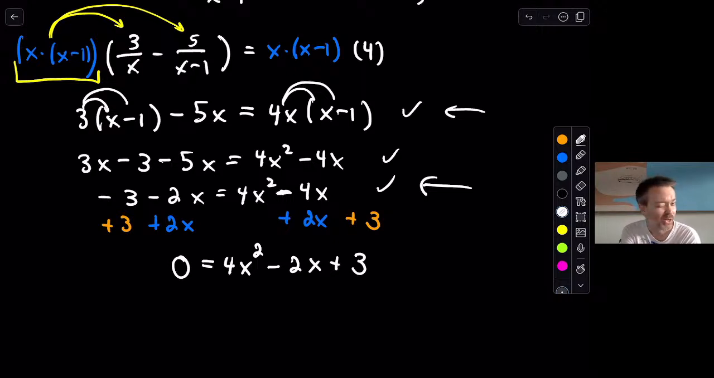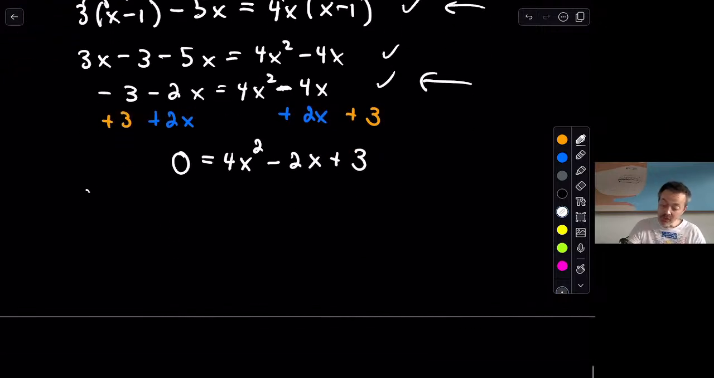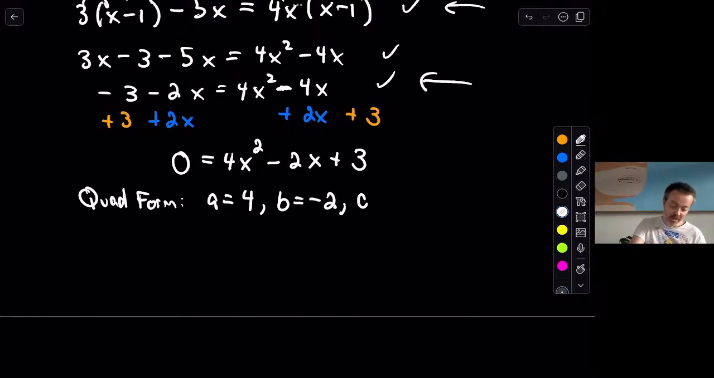And again, I don't think I'm going to grind all the way through this one. By all means, in the comments, say work it if you want me to. What I would now do is just use the quadratic formula. This is a quadratic with my a value equal to positive 4, my b value equal to negative 2, and my c value equal to negative 3.